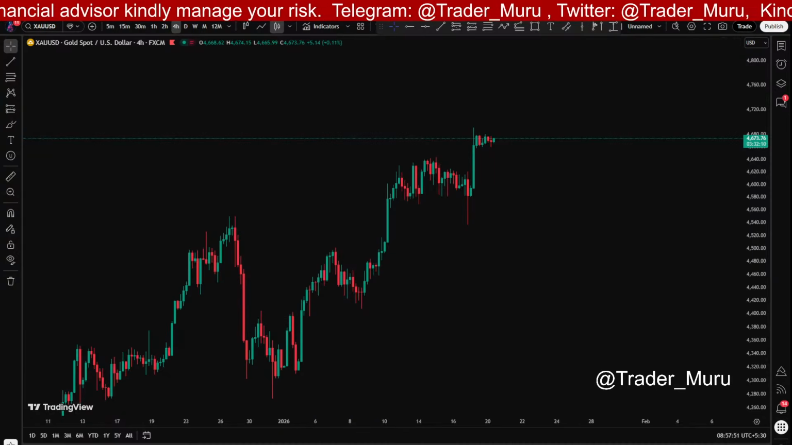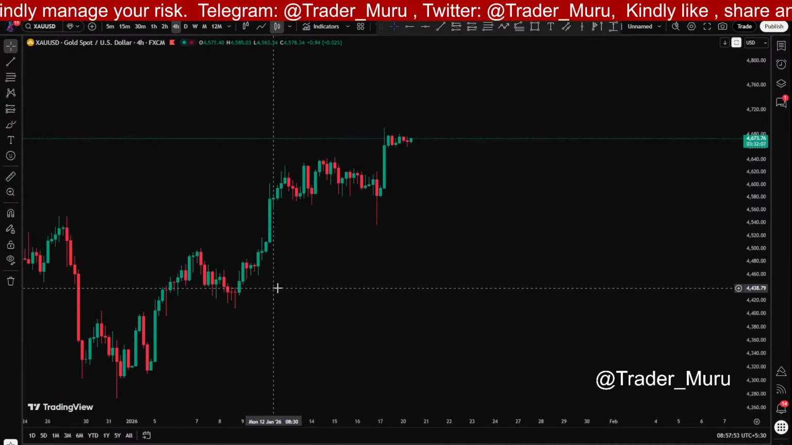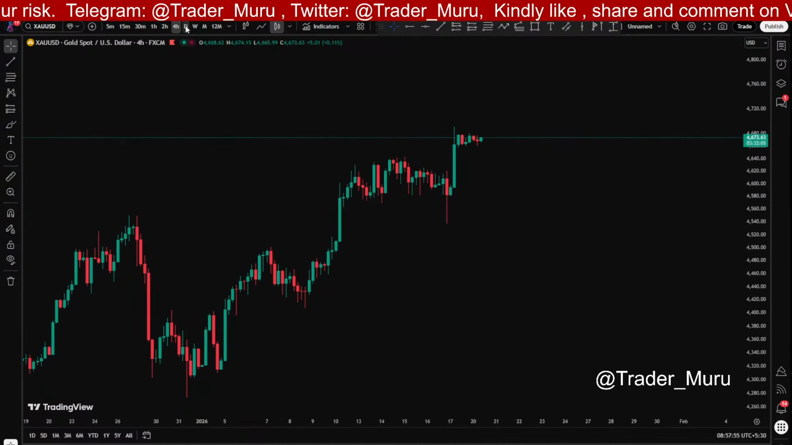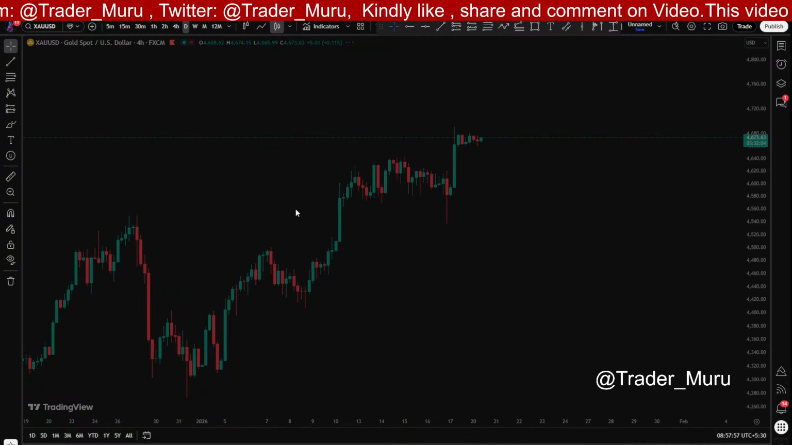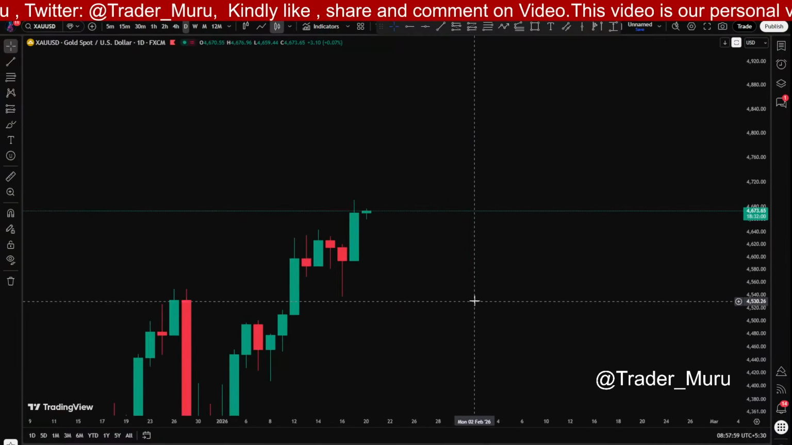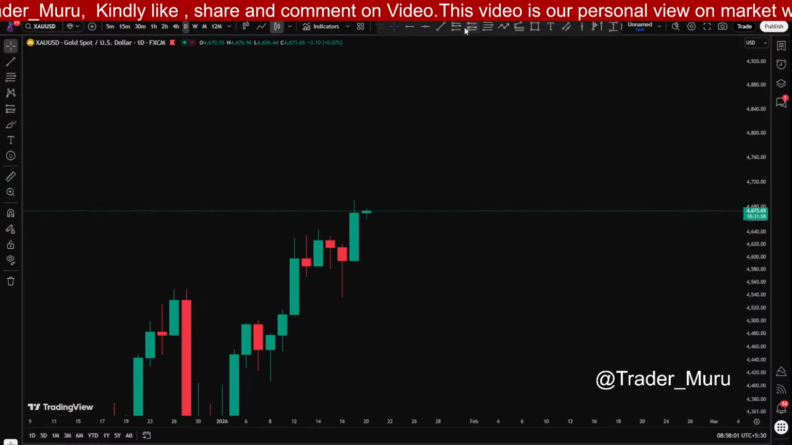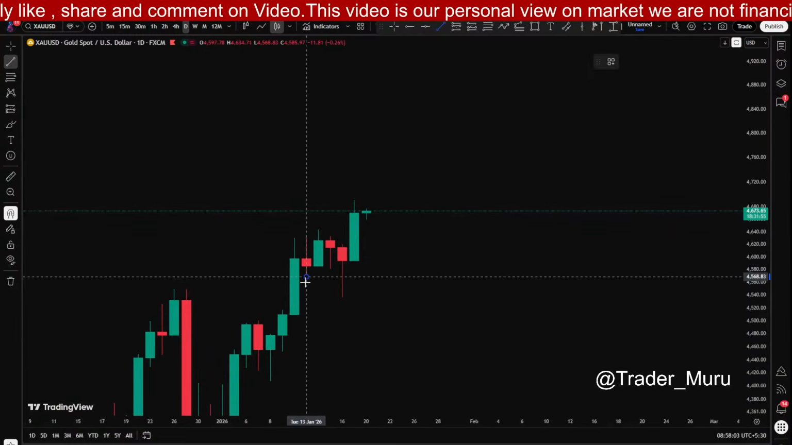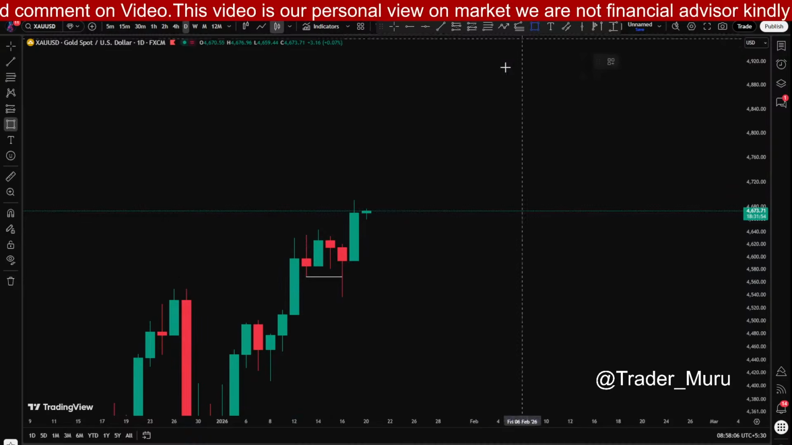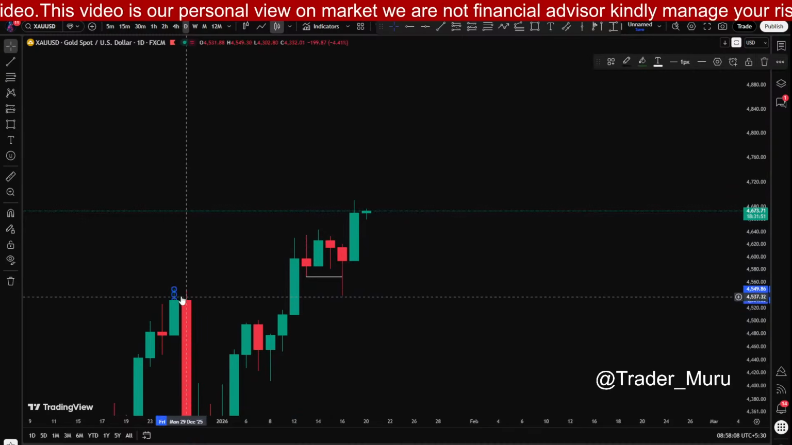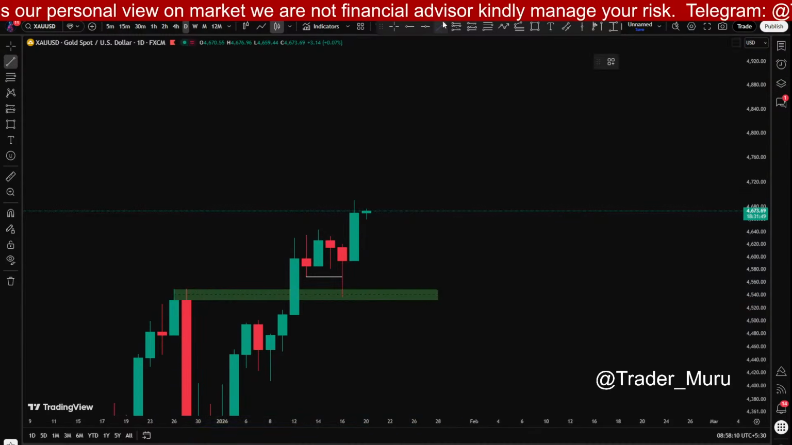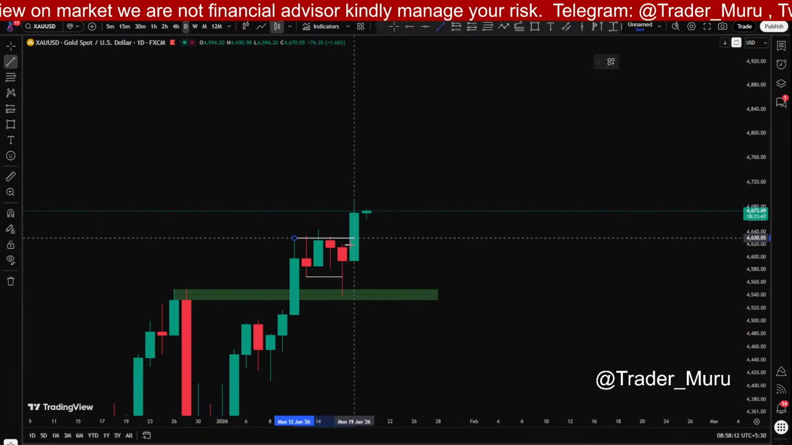Here we have a 4-hour time frame chart. We need a daily time frame chart. So in the daily time frame, as per our expectation, price just swept this liquidity, tested this area and broke above. Then we have this breakout structure.